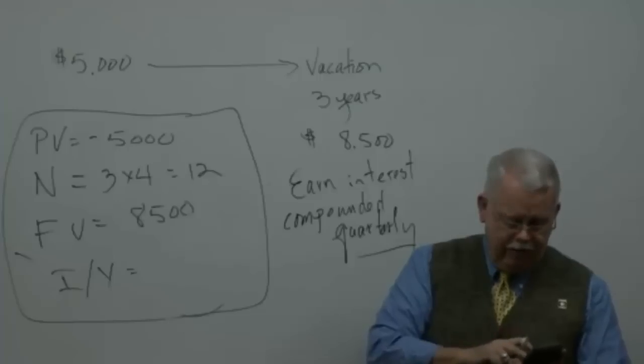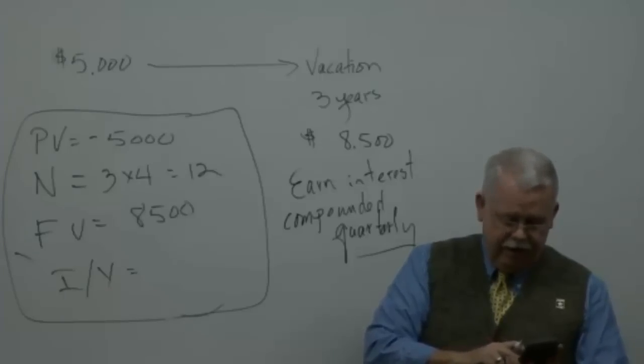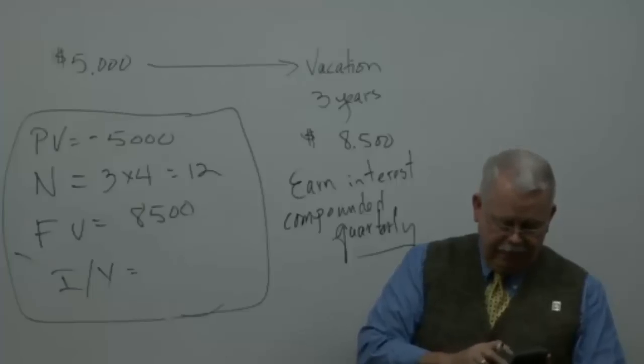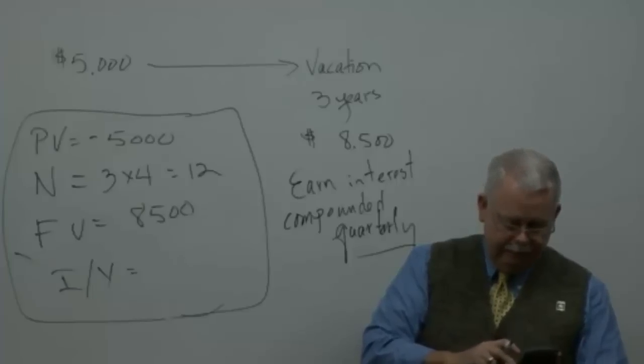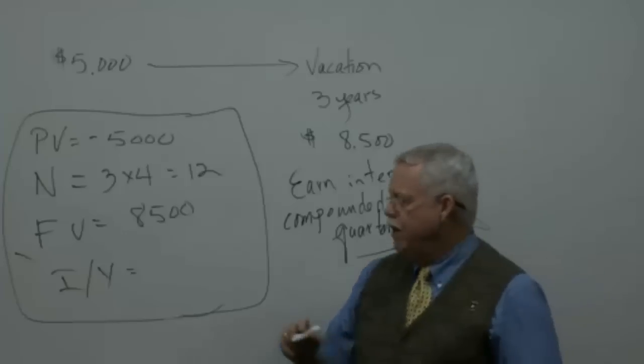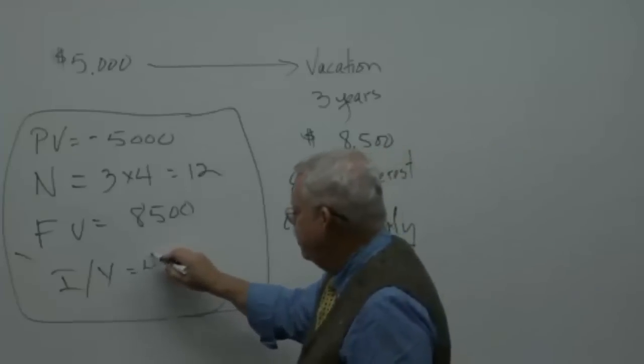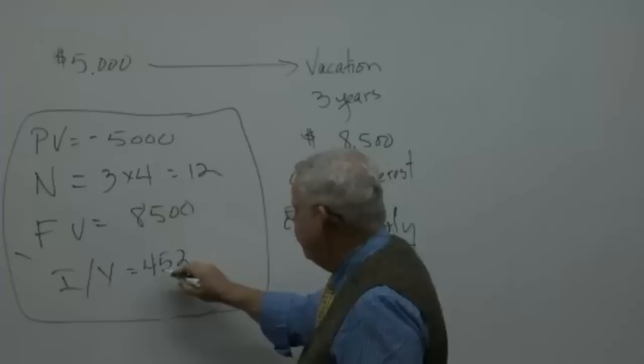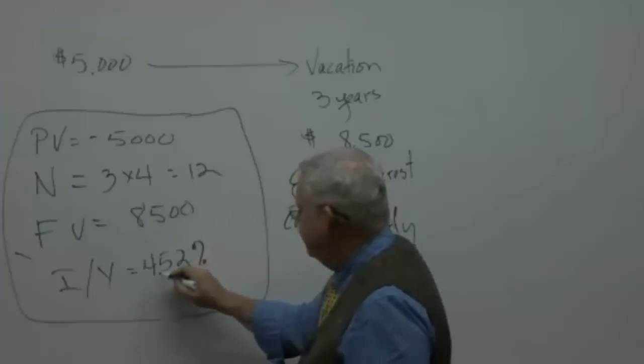I don't know about you, but I got error 5. That's good, because I didn't. I thought, I'm smarter than that, I could go around it. 4.5. Yep, that's what I got. 4.52. His interest rate needs to be 4.52%, what?